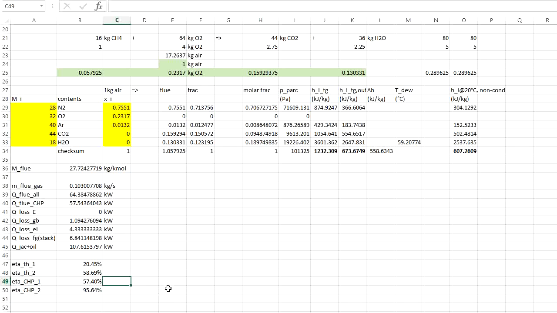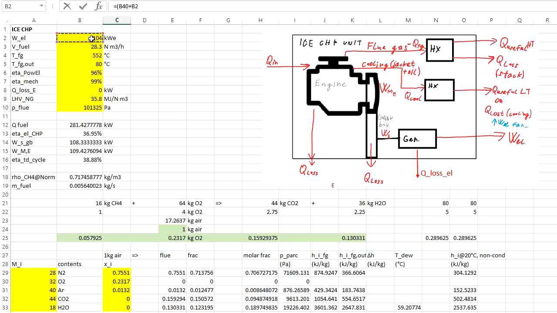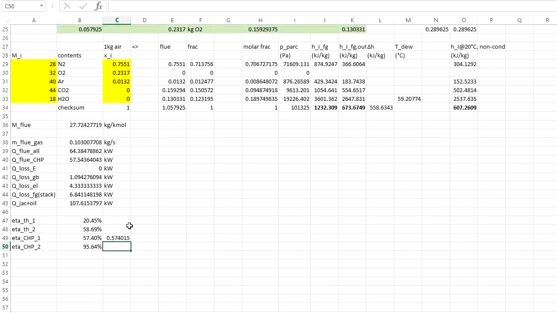And just one last thing: if we want to make sure that everything is correct, we should get the same values of efficiency also as the sum of the products, which is the Q flue gas CHP plus the electrical output, divided by the heat input in the fuel. And we can see the same value. And the same needs to work also for the second case, where we just add as the other product also the heat from the cooling system.